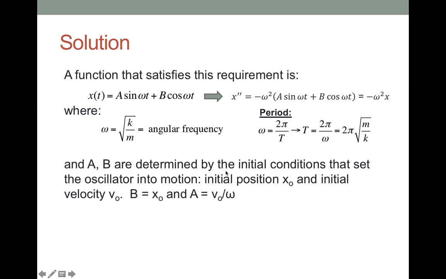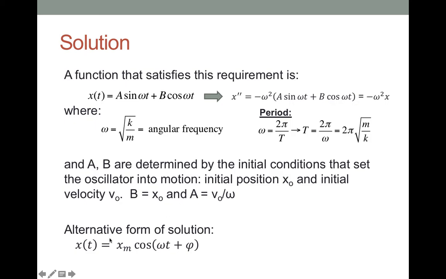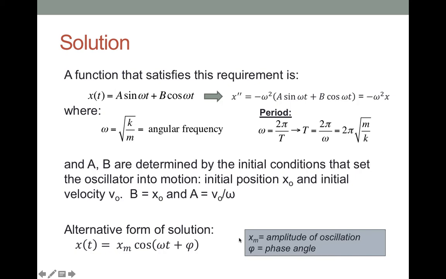Remember, that was another thing we needed. The initial position is just the constant b, and the initial velocity gives us the other constant, a. Notice, again, we do have this alternative solution where x sub m will just be the amplitude of the oscillation. Notice a and b combined will give us the amplitude of oscillation, but neither of them are it directly. X sub m is the amplitude, and phi is this phase angle that determines what x is at t equal to 0.